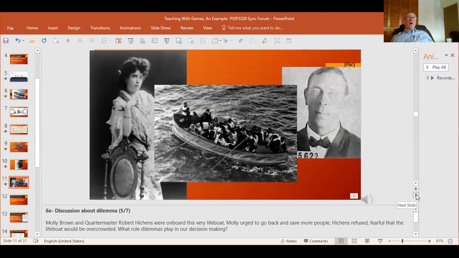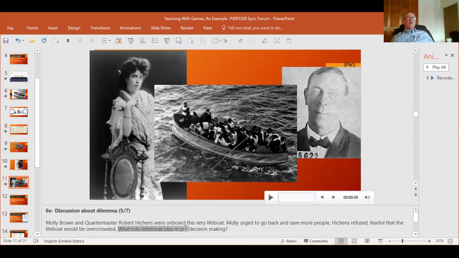Another dilemma that was real in the situation is this one. Molly Brown, the lady you see on the left, and the quartermaster, one officer of the Titanic, Robert Hitchens, this guy here, were both on this very lifeboat. This photo is of this lifeboat, and both of them are there. Molly asked to go back and save more people, but Hitchens refused, fearful that the lifeboat would be overcrowded and capsized by the people trying to get on board.